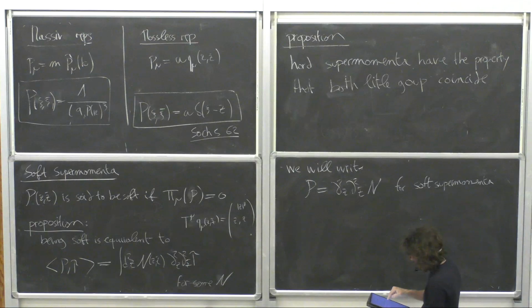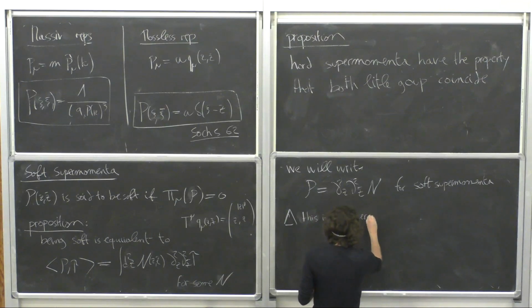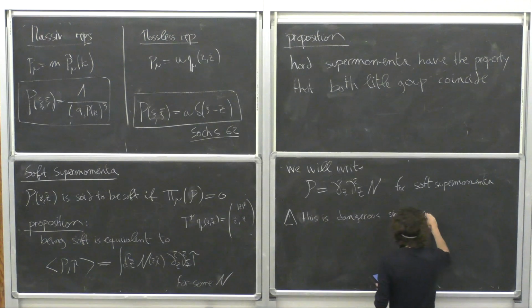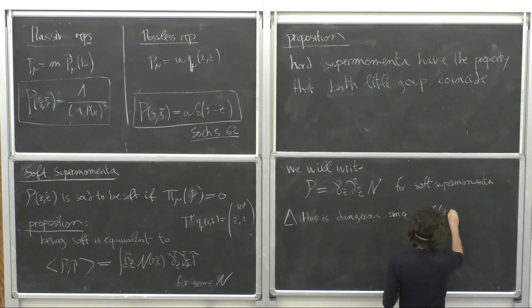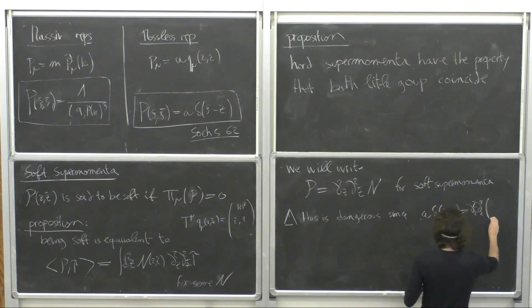Let me just stress this because at some point we might be confused. This is dangerous notation. I'm sure a lot of you have seen in the literature the following, since sometimes you want to write the delta function in terms of a bunch of derivatives. Z minus zeta equals ∂_z ∂_z̄ of some log.